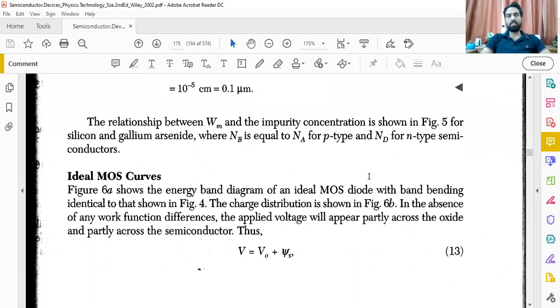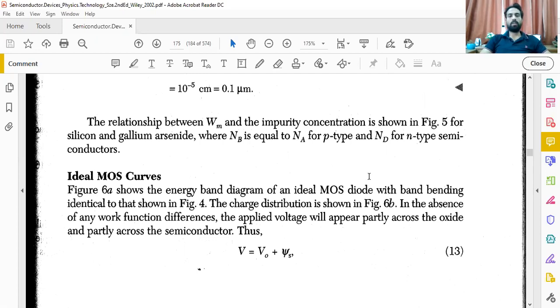I'm just repeating the previous one. We started and initiated in the previous lecture a talk about the MOS curves and the MOS diodes, their behavior, their working in the energy band. Now, in today's lecture, we are going to understand the MOS curves. A MOS curve is a kind of characteristic, showing how they behave once we proceed with the application of a voltage and other phenomena.